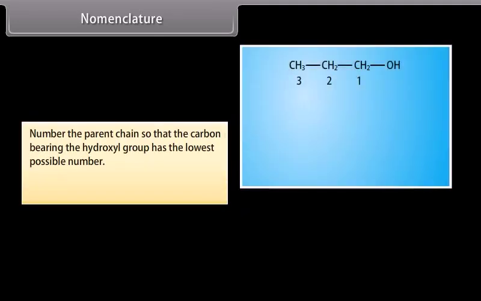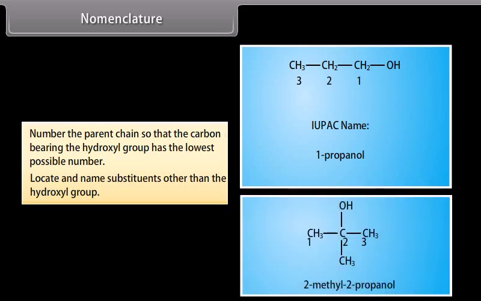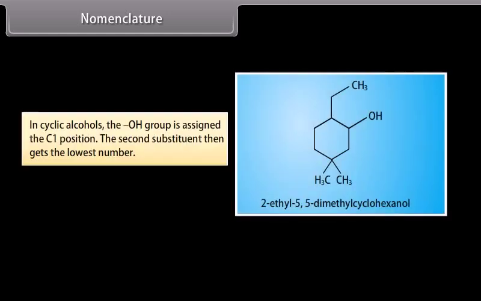Number the parent chain so that the carbon bearing the hydroxyl group has the lowest possible number. Locate and name substituents other than the hydroxyl group. Example, 2-methyl-2-propanol. In cyclic alcohol, the hydroxyl group is assigned the C1 position. The second substituent then gets the lowest number. For example, 2-ethyl-5,5-dimethylcyclohexanol.